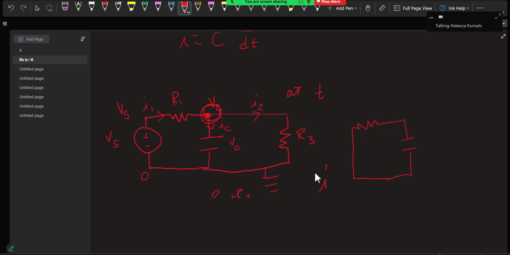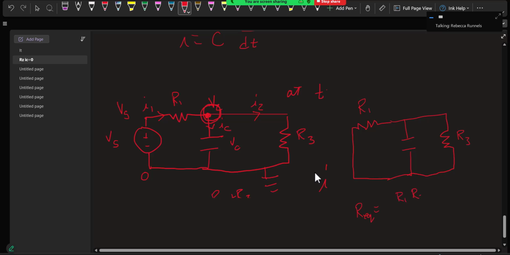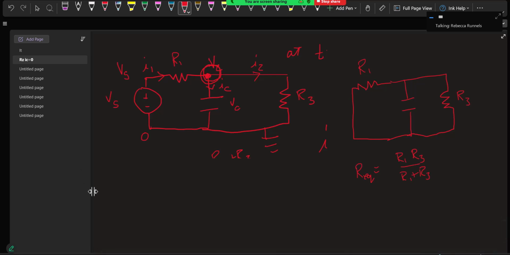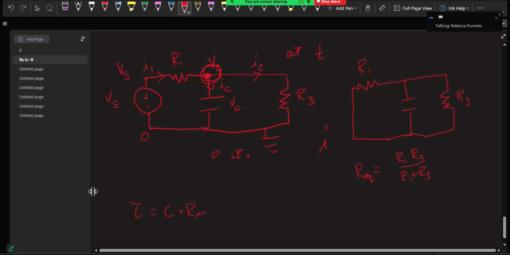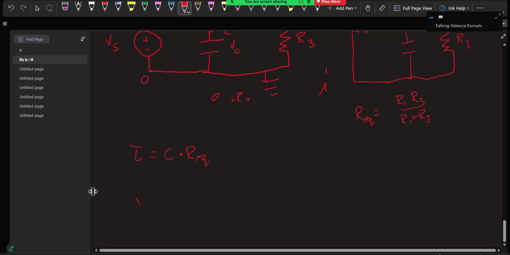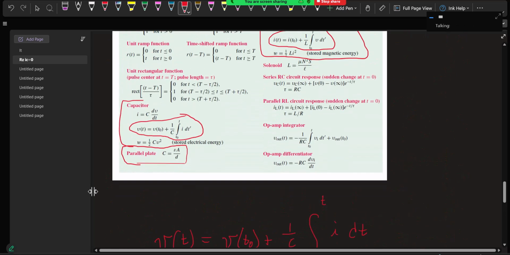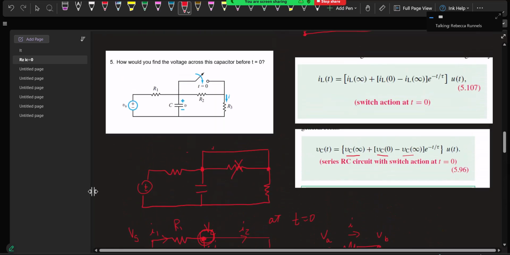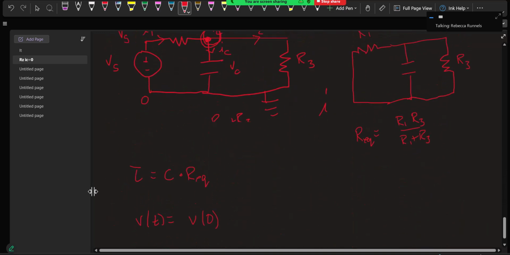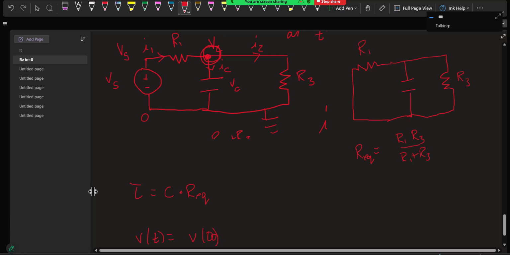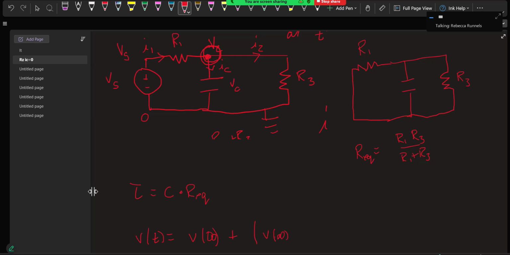So here's our capacitor, and here are our two resistors. From the point of view of the capacitor, are these resistors in series or in parallel? Parallel. So R equivalent is R1 R3 over R1 plus R3. And so our time constant is C times R equivalent. So then our voltage at time t would equal our voltage at 0, which we calculated already. No, that's not, it's voltage at infinity. We have not calculated voltage at infinity yet, so we need to calculate it. Now it just gave the voltage over the R3 resistor.